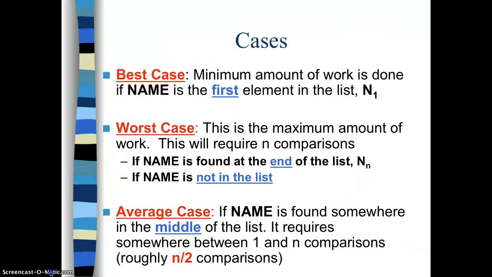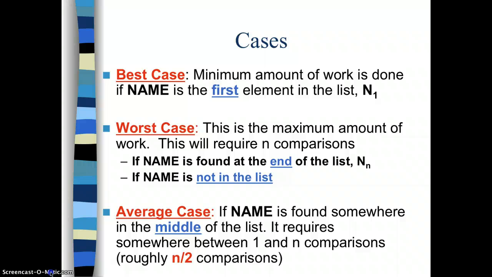And in the best case, the first name in the list is the one that you're looking for. In the worst case, the name is found at the very end of the list, or the name is not in the list at all. And in the average case, the name is found somewhere in the middle of the list.